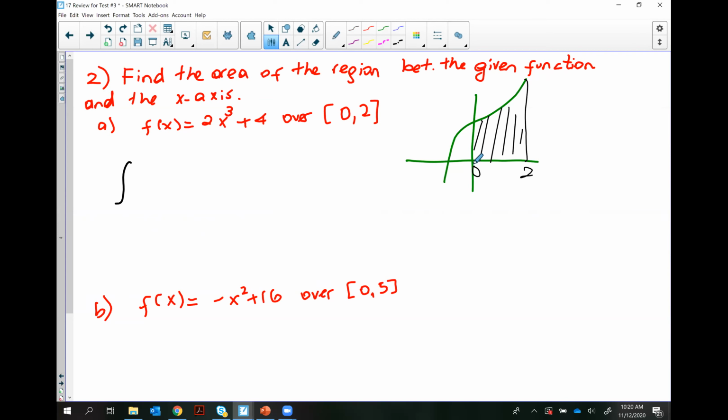So since we're integrating from 0 to 2, the limits always come from the x-axis, right? Always the lower one, comma, the upper one, so 0 to 2. And the function we're going to be integrating is whatever function is given to us, so 2x cubed plus 4.